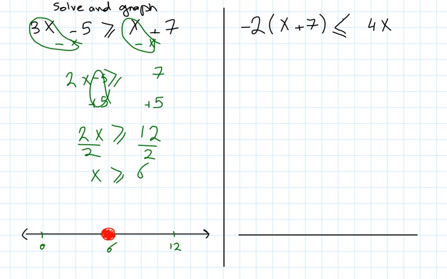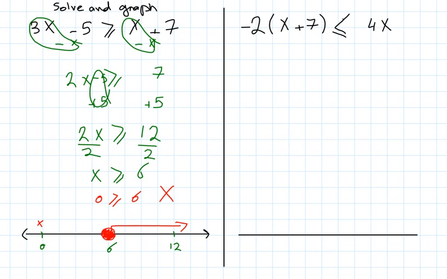Now we want to see if we're going to shade the left side or the right side. I always like to test the 0 if you can. So testing the 0, say 0 is greater than or equal to 6. Is this correct? Yes or no? It is not correct. So that means we're going to shade the opposite side. This is the graph for 3x minus 5 is greater than or equal to x plus 7.